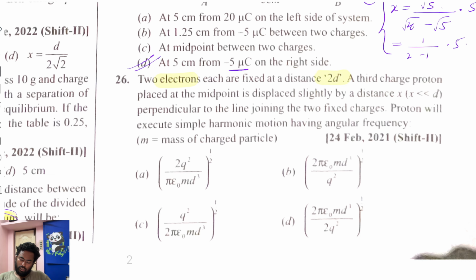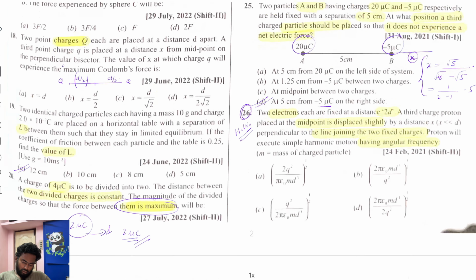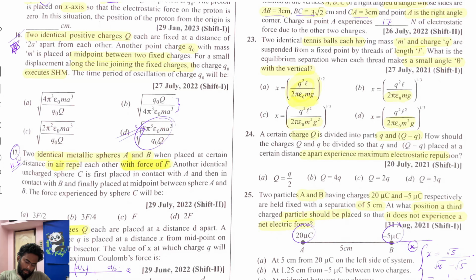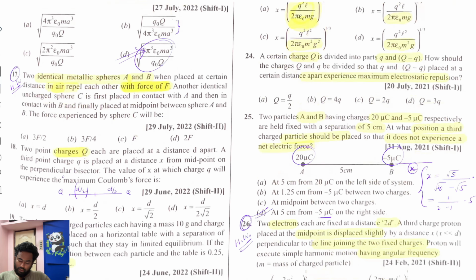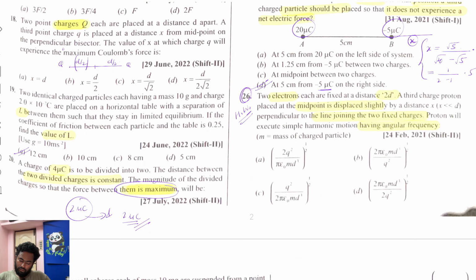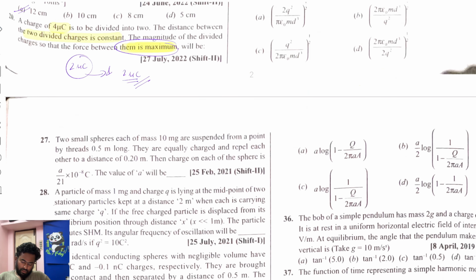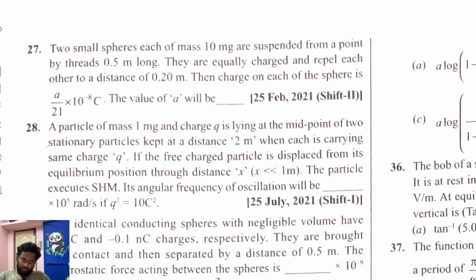Two electrons are fixed in 2D, and a third point charge, a proton, at the midpoint is slightly displaced perpendicular to the line joining the charges. The proton will execute SHM of angular frequency what? Now this one question I want you to solve as homework. If you want to check the solution, you can compare it with the previous SHM question that we did. Where is the SHM question? This one, question number 16. Based on the same approach, you apply it and you will be able to solve this question. Okay, let's move forward.